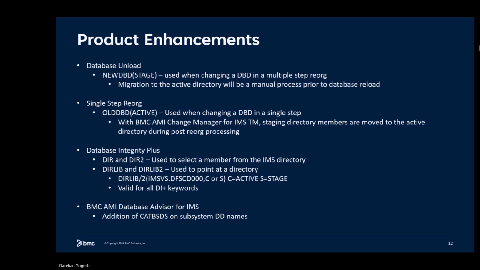And then also for Advisor, we made a change to allow the cat bootstrap dataset to be defined with CAT BSDS. And the catalog bootstrap dataset shows the DSNs for the active and staging datasets.